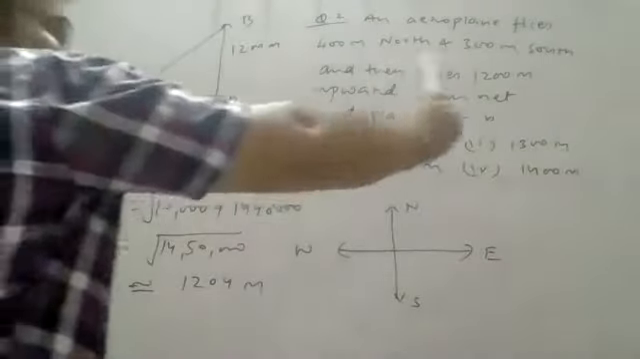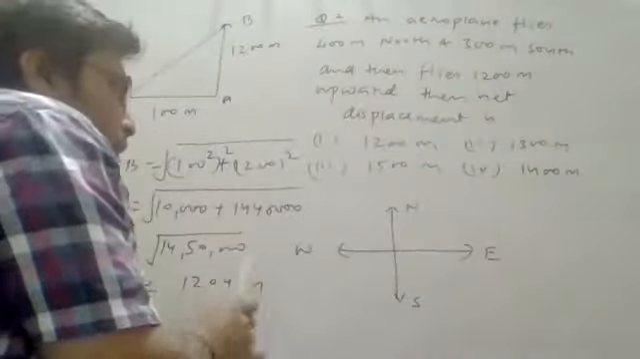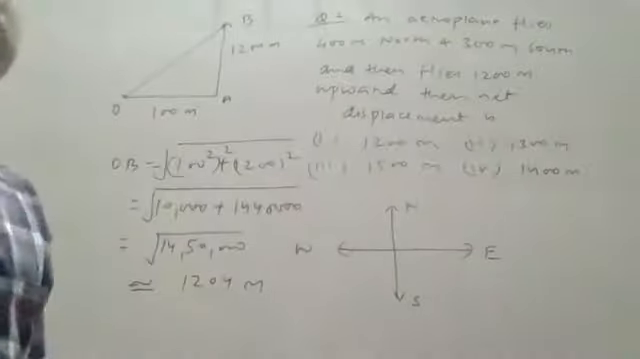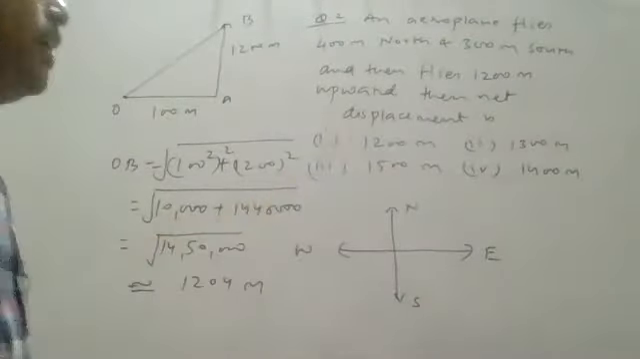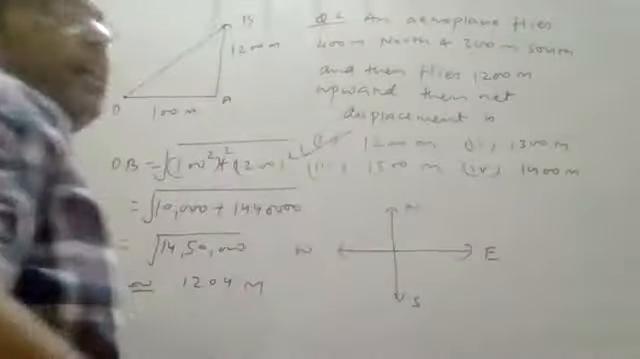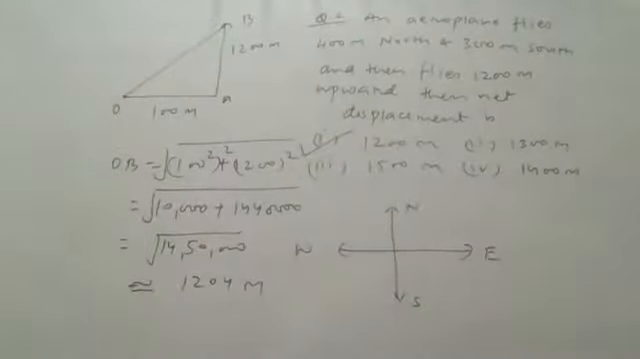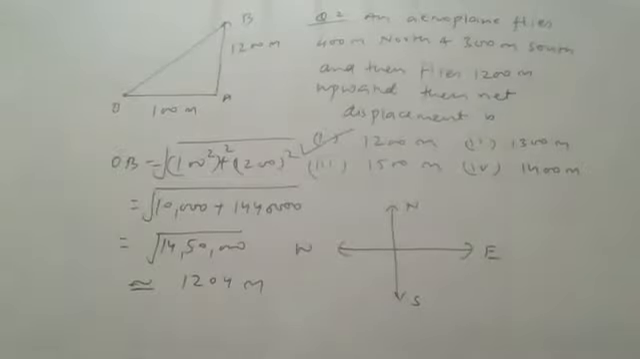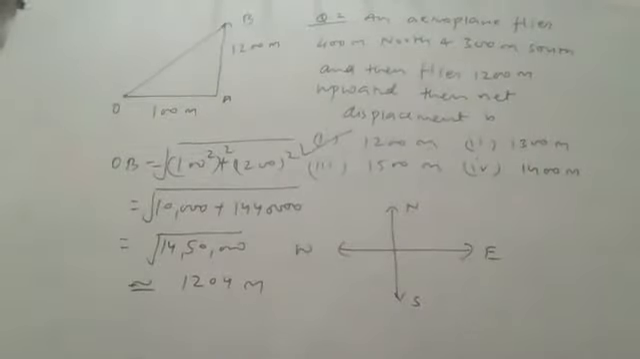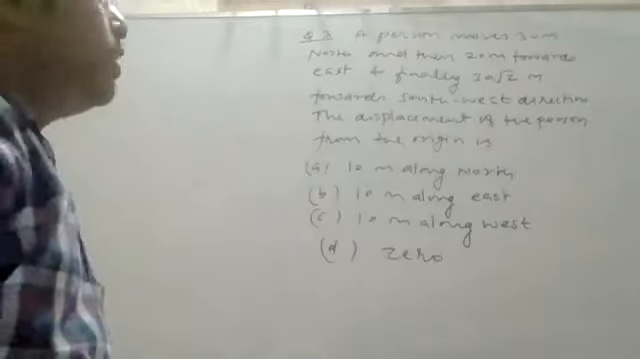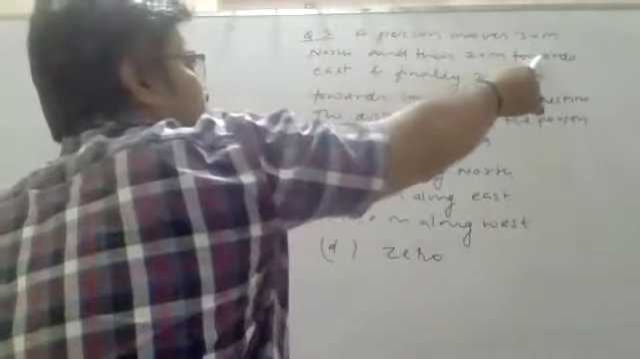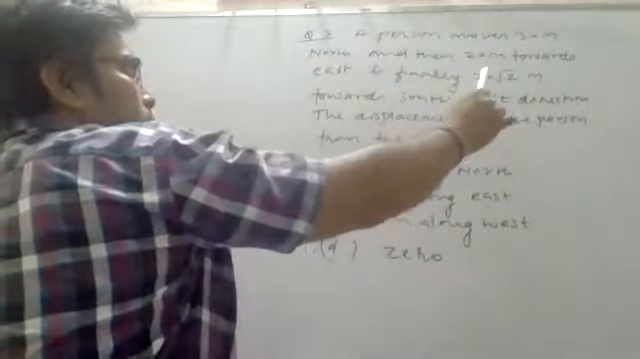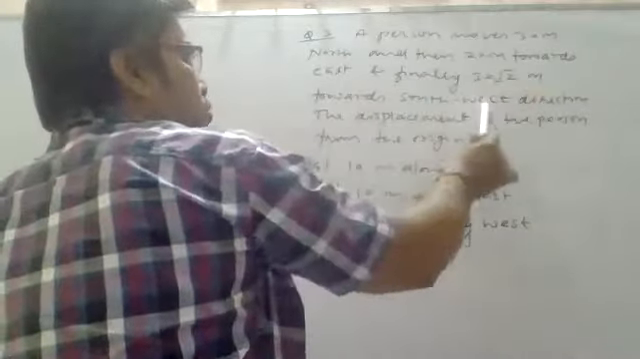And from the given choices, 1204 meter is closest to what? It is closest to 1200 meter. So the answer will be 1200 meter. Correct choice is what? First. It is the correct answer. Hopefully the question is clear to everybody, and you have noted down how the question is resolved here. Okay. We are going for our next question. See question number 3. A person moves 30 meter north and then 20 meter towards east, and finally 30 √2 meter towards southwest direction.